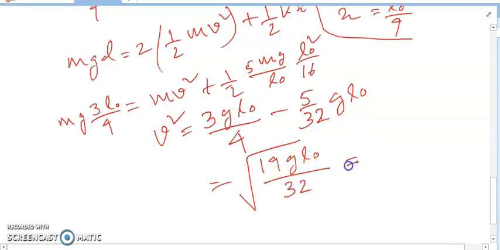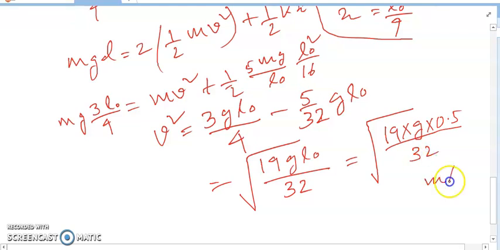Now L0 is equal to 50 centimeter. So v equals root of 9 into g into 0.5 divided by 32 meter per second.